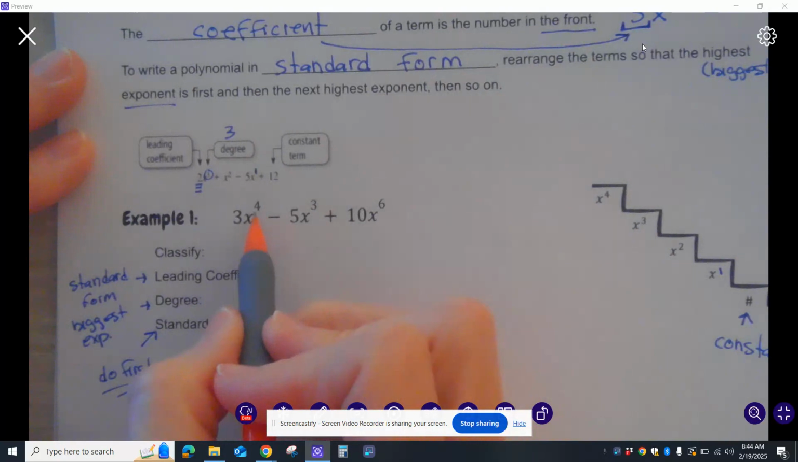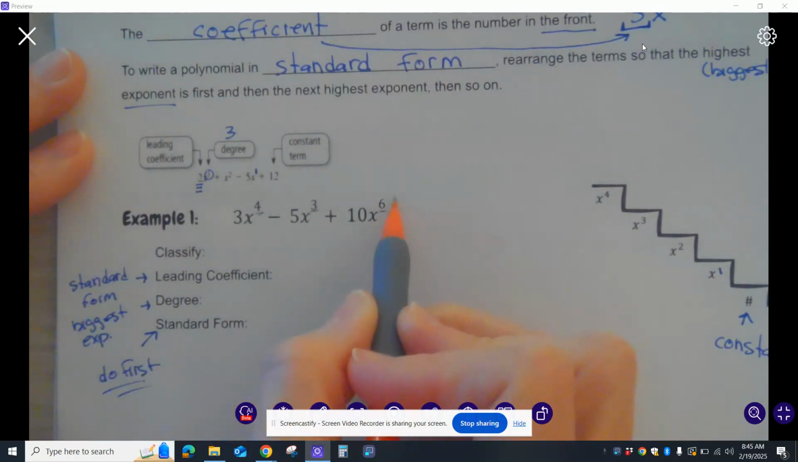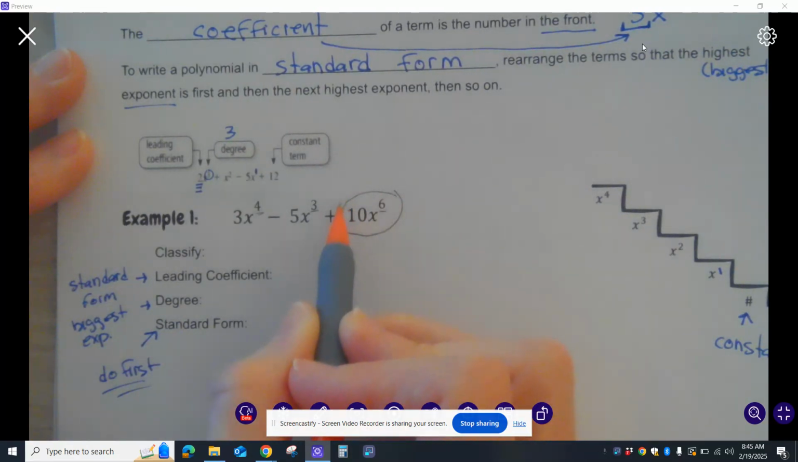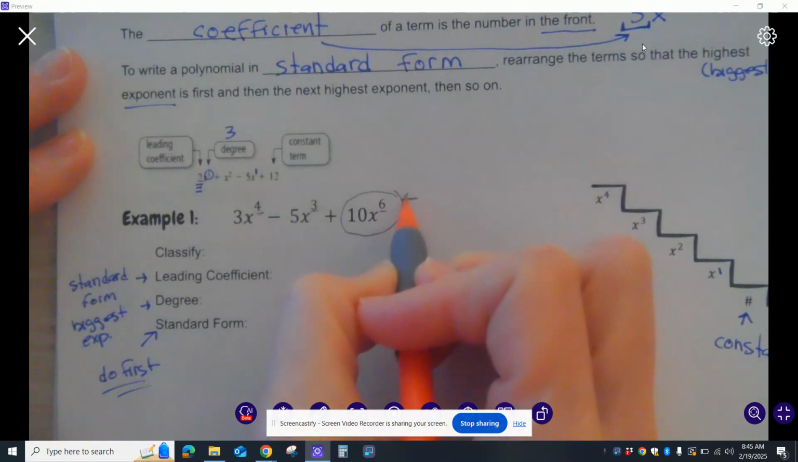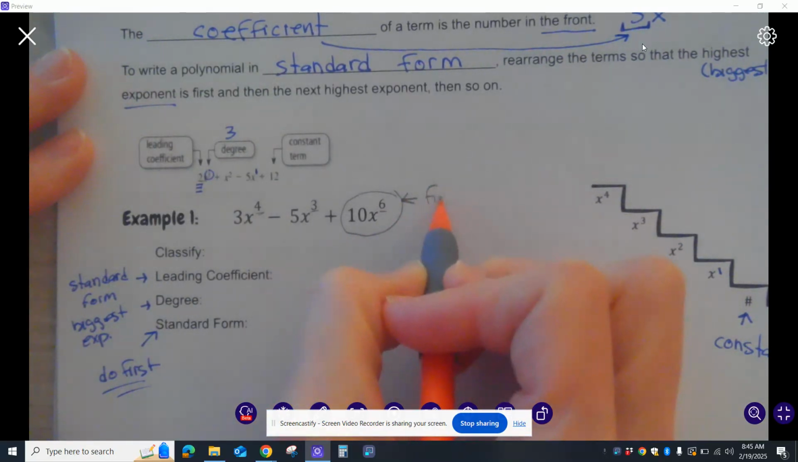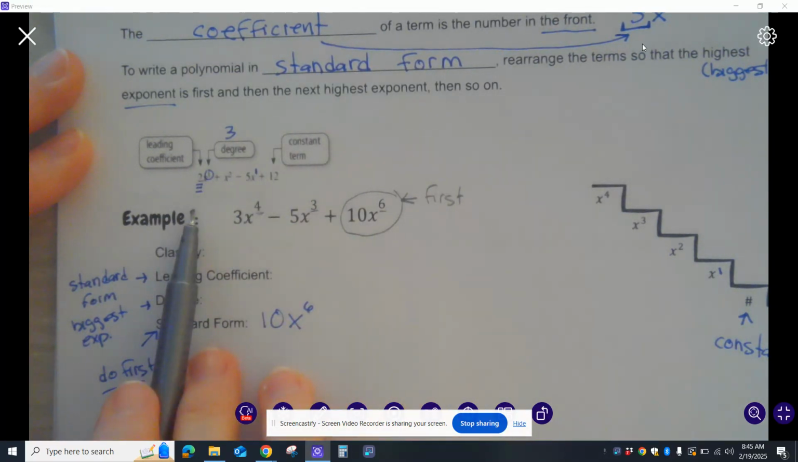You want to look at these exponents. 4, 3, 6. This is the biggest exponent. So this 10x to the 6 is going to become the line leader. So that's going to go first. That is going to be the first term in our polynomial. So we're going to put the 10x to the 6 right in front. It becomes like the engine on the train, goes in front.